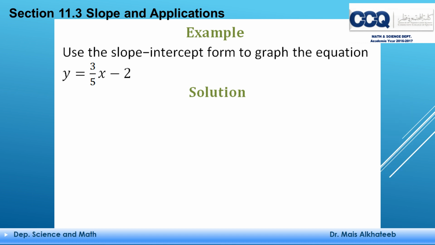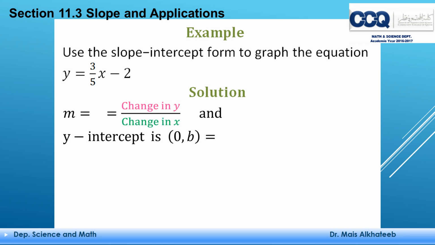We take it how we sketch by using x-intercept, y-intercept. Now we will use y equal mx plus b, which is the slope intercept form, to graph the equation. I have y equal 3/5 x minus 2.